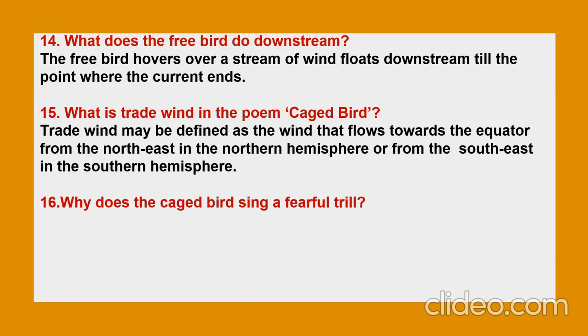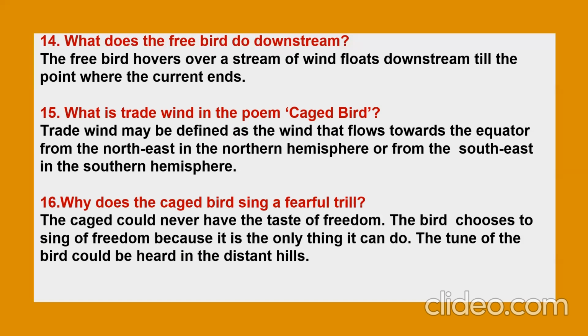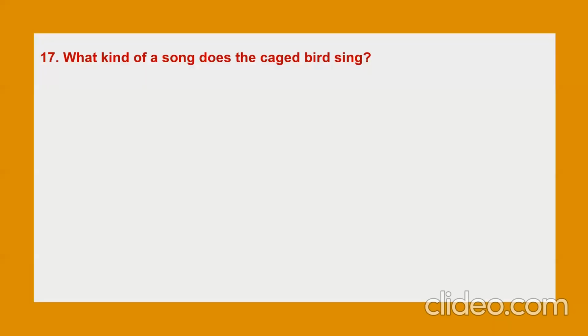Why does the caged bird sing a fearful trill? The caged bird could never have the taste of freedom. The bird chooses to sing of freedom because it is the only thing it can do. The tune of the bird could be heard in the distant hills. Question number 17.